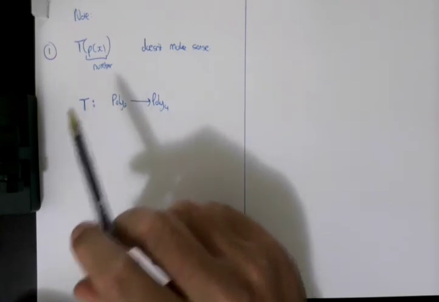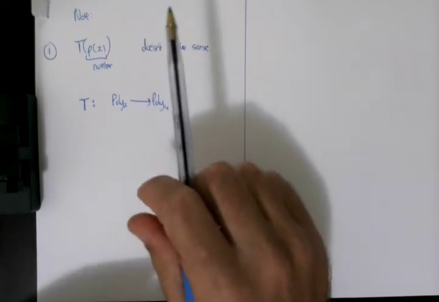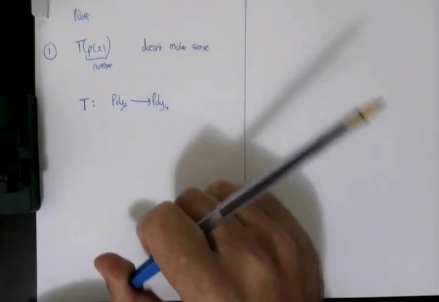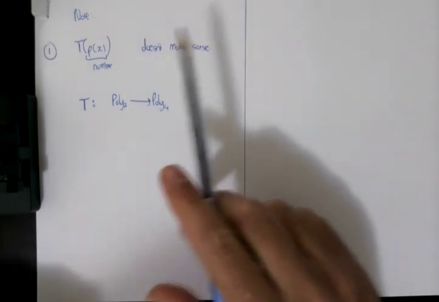Okay, I know that sometimes in some other examples I do say T applied to x squared plus 1, but that's a sort of shorthand. In an example like this, we have to be careful about the distinction.